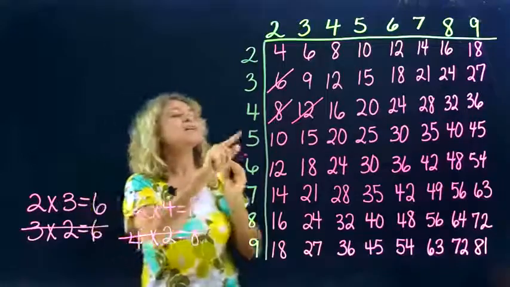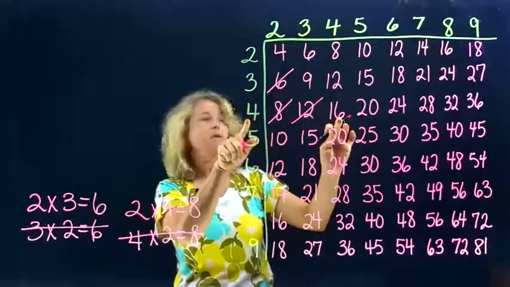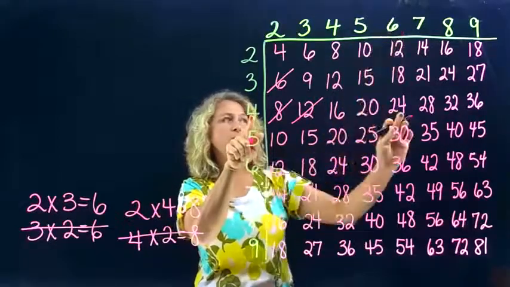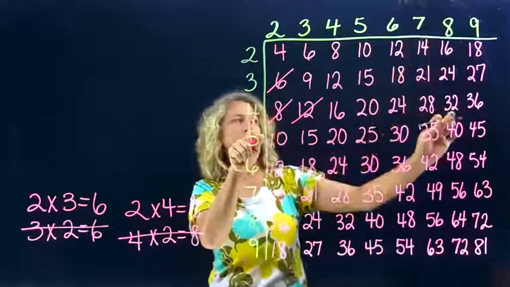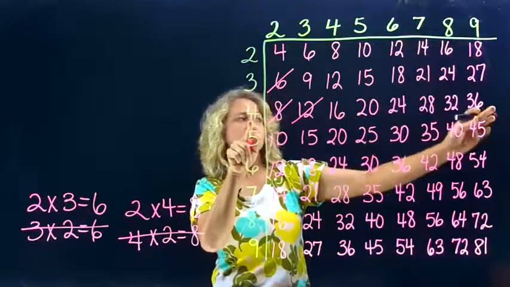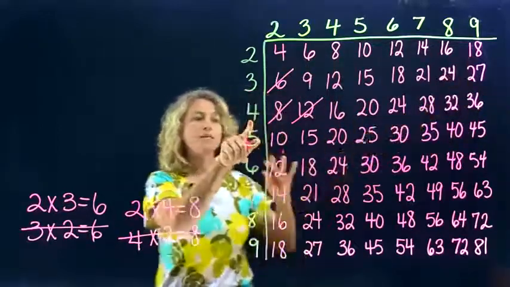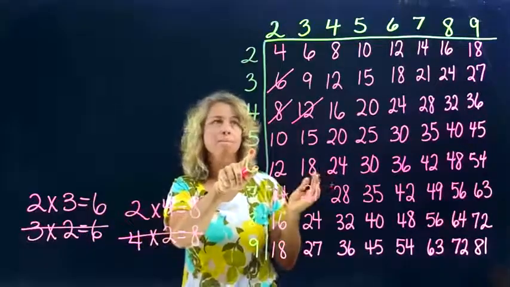Okay. Let's keep going. 4 times 4, now that's a new one, isn't it? So we have to keep it. 4 times 5 is 20, 4 times 6 is 24, 4 times 7 is 28, 4 times 8 is 32, and 4 times 9 is 36. All right, so far all of these are ones that don't repeat. Now let's move on to the 5s.